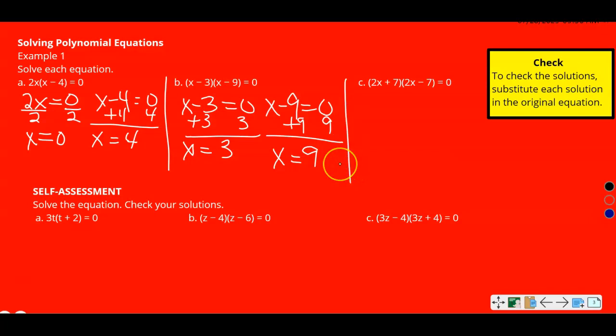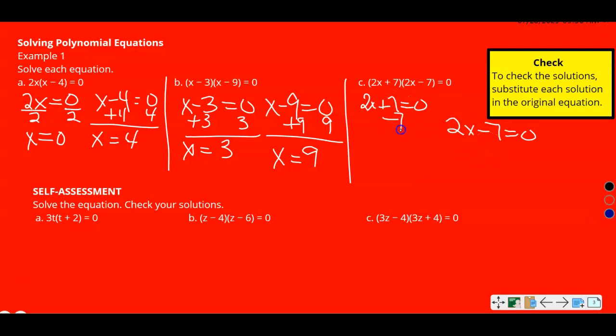All right, C part, we have 2x plus 7 and 2x minus 7 equals 0. So we're going to have 2x plus 7 equals 0. And we're going to have 2x minus 7 equals 0. Again, we're just calling the first factor A and the second factor B. Since we have A times B equals 0, we can set each factor equal to 0 and solve.